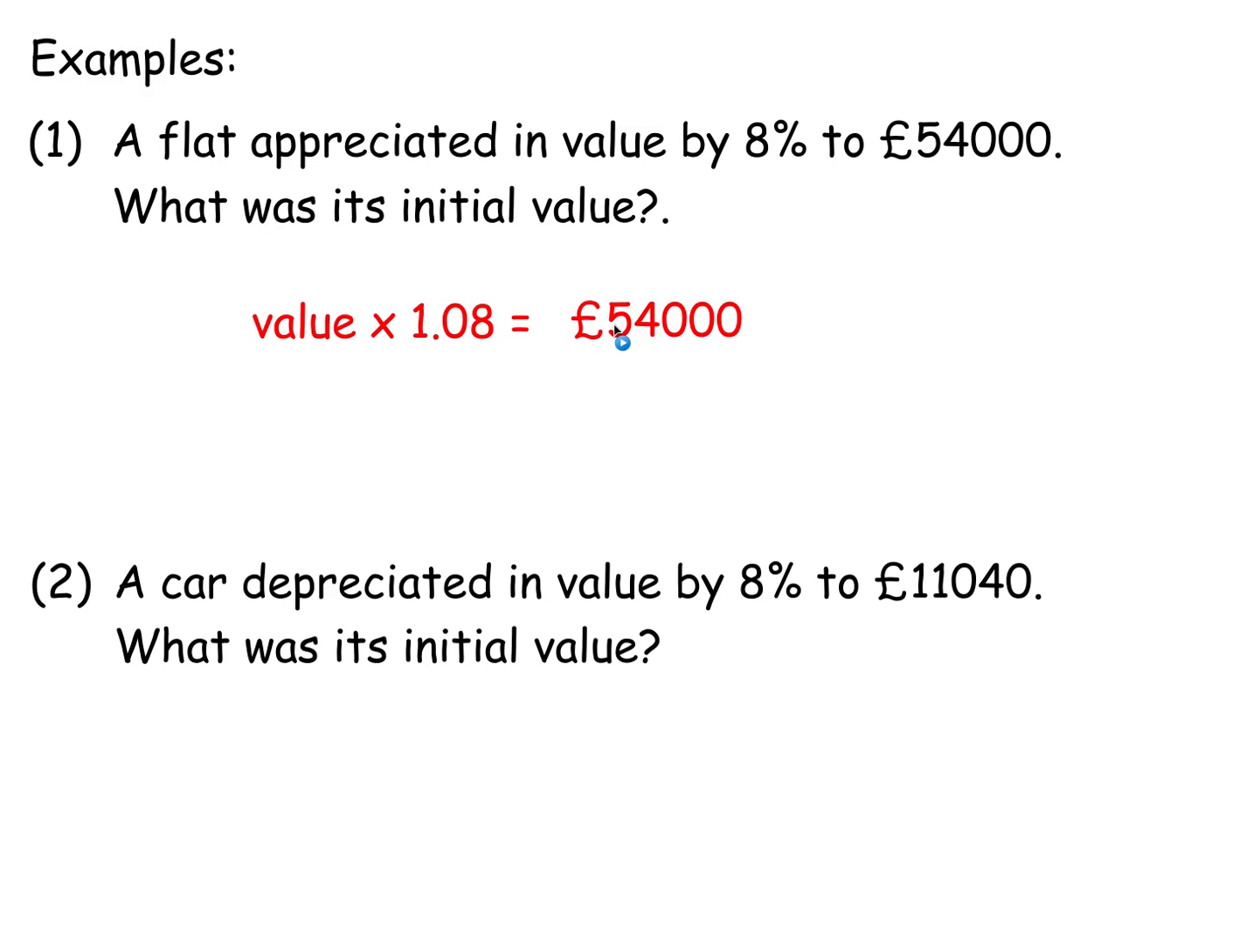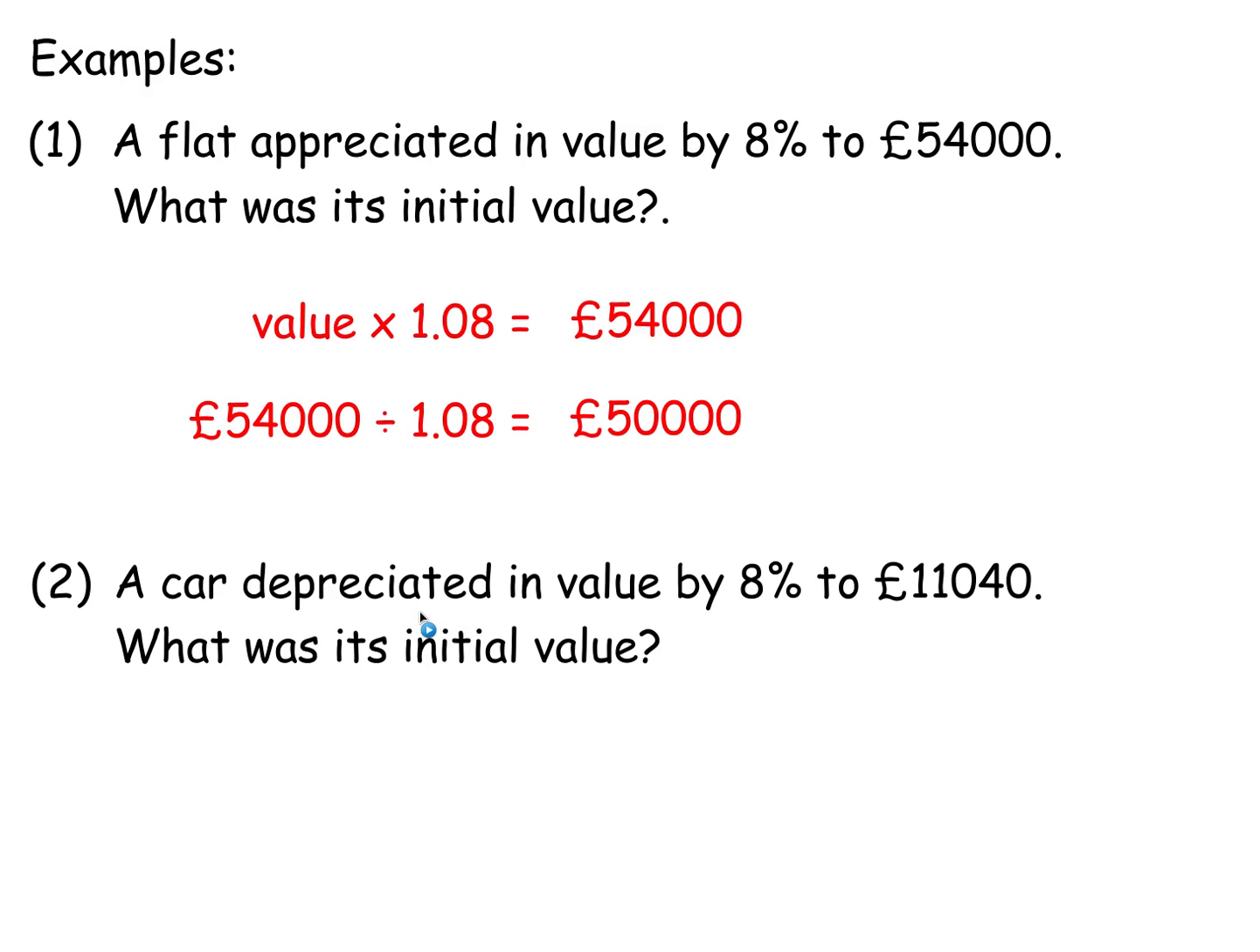You have to figure out what the initial value was. So to reverse that, you divide by this 1.08. The 54,000 gets divided by that 1.08 and take you back to the value. It started out at £50,000. So it had been £50,000, 8% had been added on, it became £54,000, and this question was about getting back to the original price.